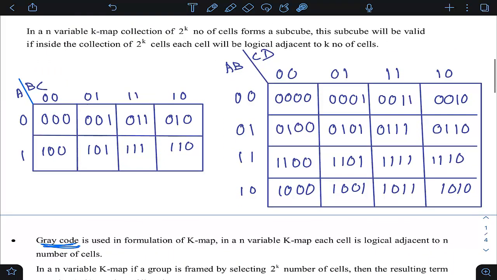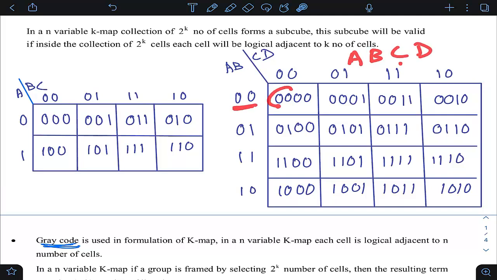For the 4 variable case, this is AB and this is CD. Here I have written the pattern, and for every cell I am writing AB followed by CD. Like in the first row, the first value is A, the next is B, the next is C, the next is D.